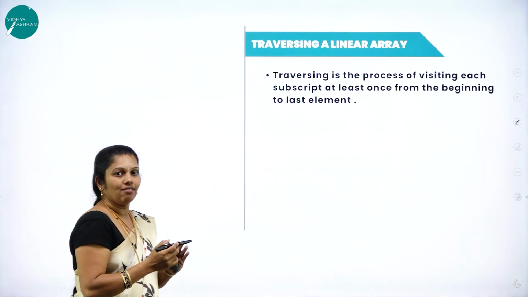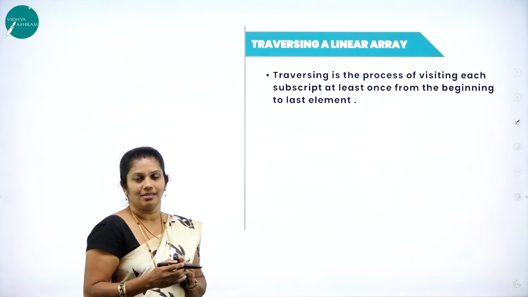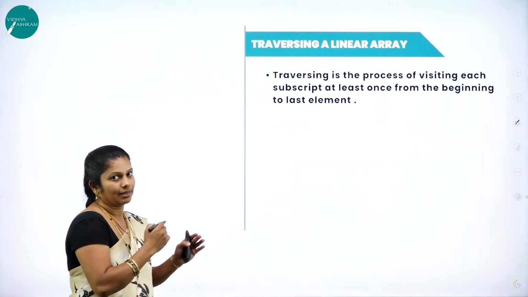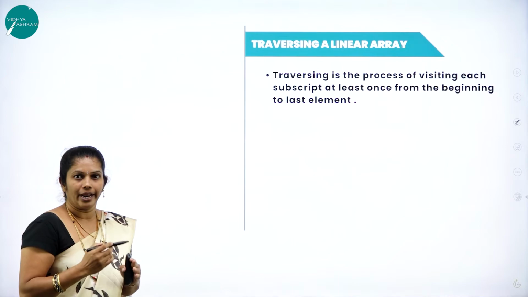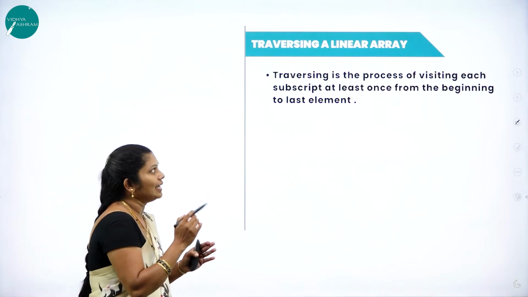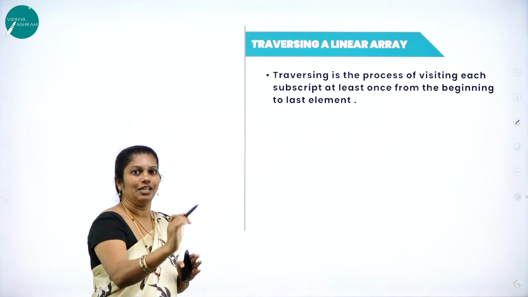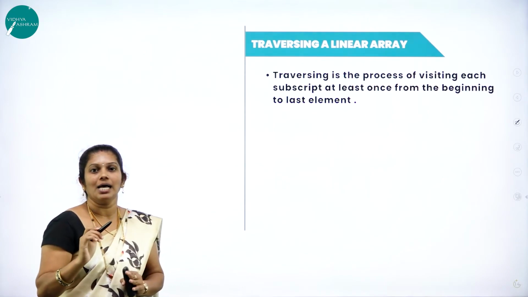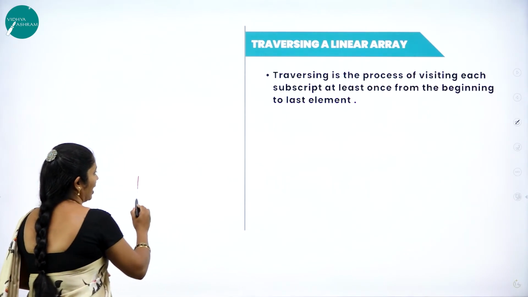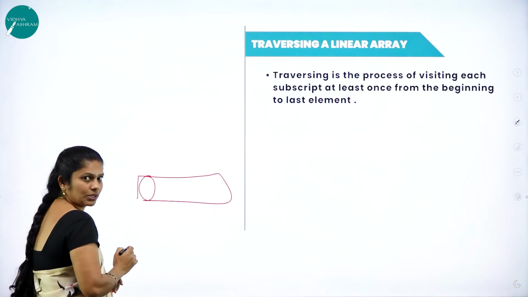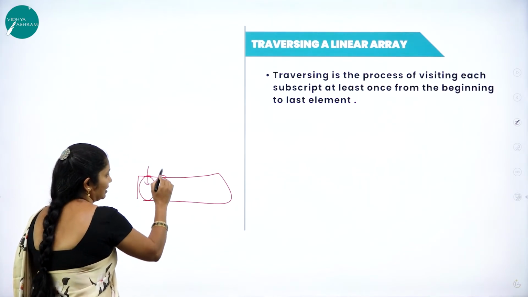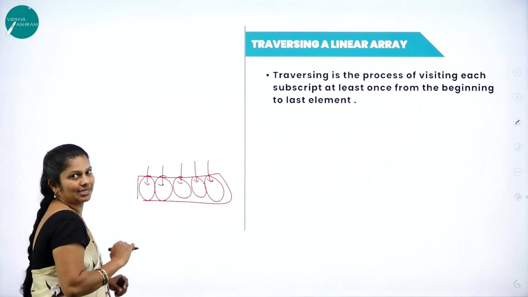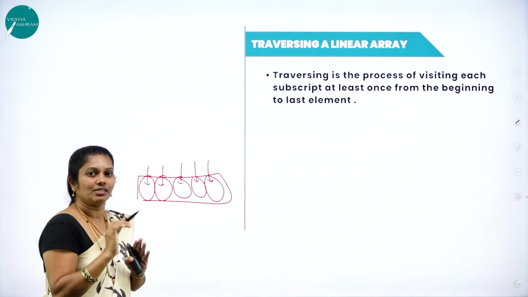Next, we will move on to traversing. What do you mean by traversing? How to perform traversing? Then how to write the algorithm for traversing? That, now I am going to explain to you. Traversing, as I already told you, is a process of visiting each element, each subscript at least once from the beginning to the last element. Consider we have array elements here. First element I will process, visiting, accessing the first element, then the second element, then the third element. One by one, all the elements we are accessing here. That is nothing but traversing.